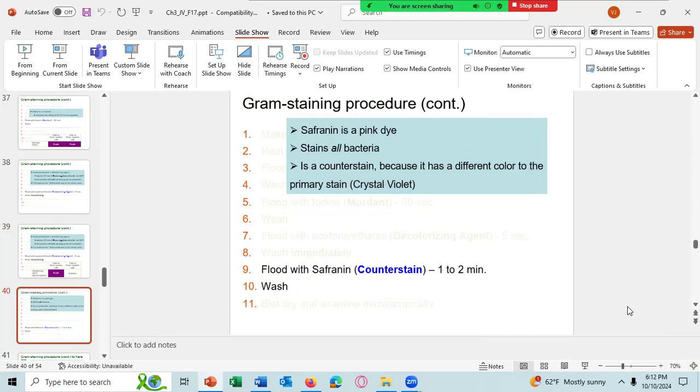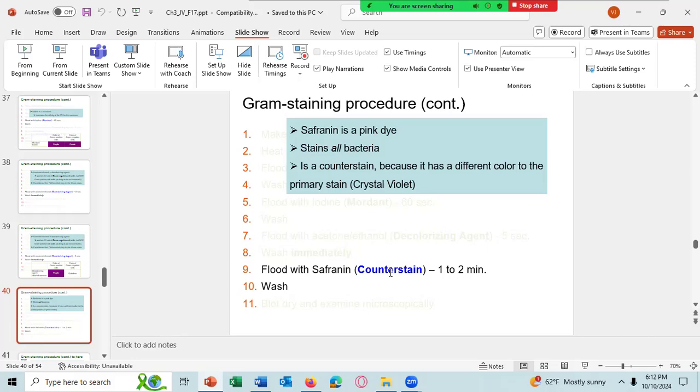All right. Then you immediately wash the slide with cold water, dump off the water, and then you apply safranin. Safranin is a pink dye. It does stain all of the bacteria. We call it the counter stain because it has a different color to the primary stain. So crystal violet is the primary stain, safranin is the counter stain, and in my example, you apply all the ingredients except for the decolorizing agent. You apply all of them for 1 minute. Usually the safranin is strong enough that 1 minute is good enough.